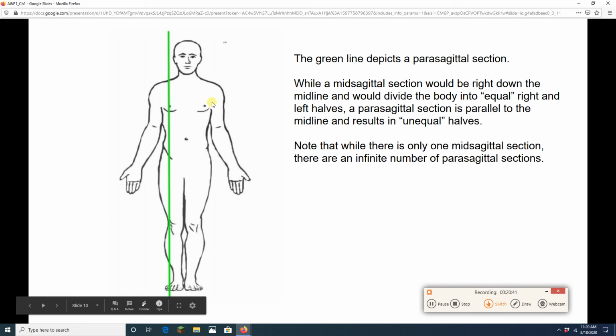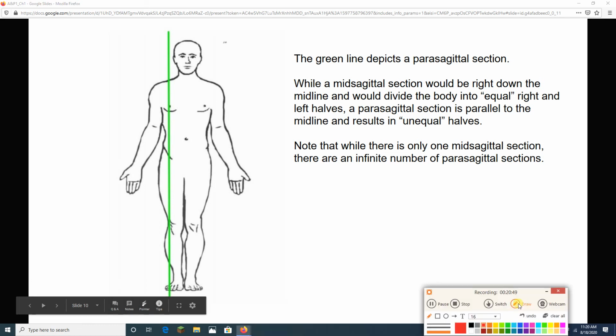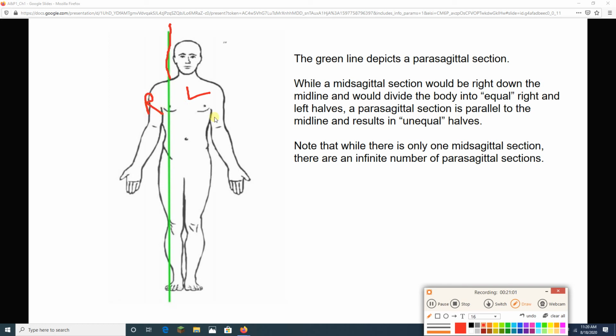Hey, check this out. This green line on this guy is showing us a longitudinal section because we're going along the long axis. When we make this cut, this green line cut here, we're getting a left and a right half. We're getting a left half and we're getting a right half. They're not halves because, well, they're obviously different sizes, but a left chunk and a right chunk. And here's the thing. That makes it a sagittal cut.